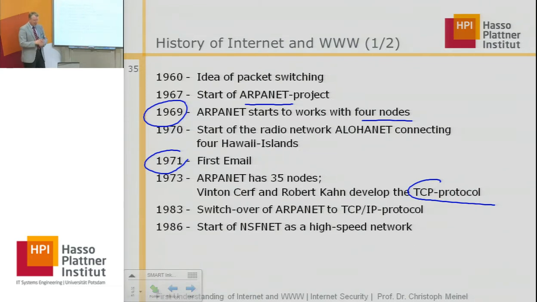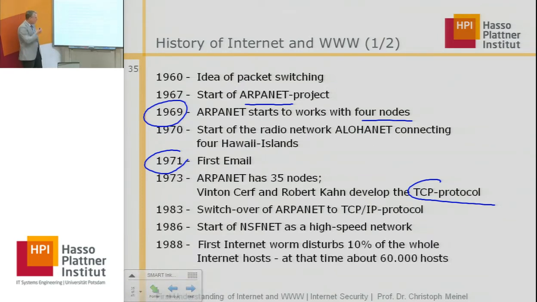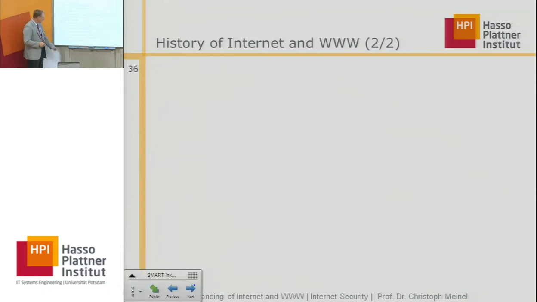86 is the start of the NSF, the National Science Foundation net, which aims to connect all the universities in the US by a high-speed network. Then 88, the first internet worm, so the first security attack, was done in the internet, and it was quite successful because it disturbed 10% of the whole internet hosts. At that time, the internet hosted about 60,000 hosts, and 6,000 were affected by the worm. 89, the internet connects 150,000 hosts.